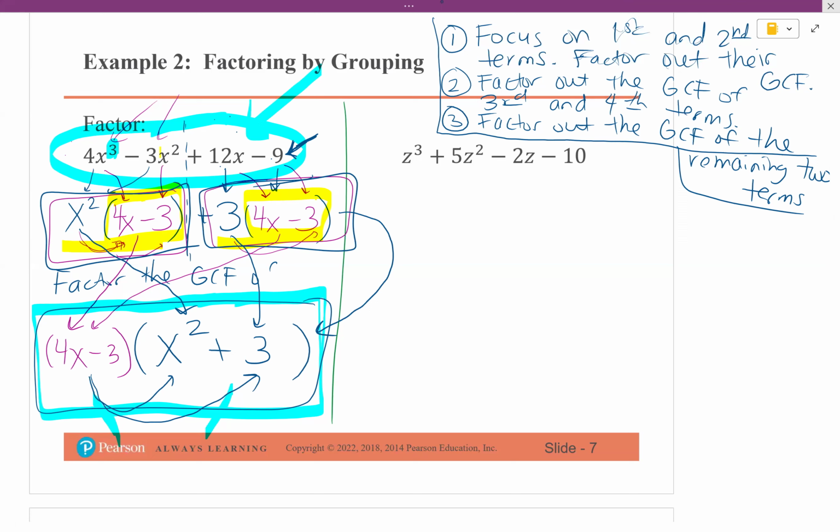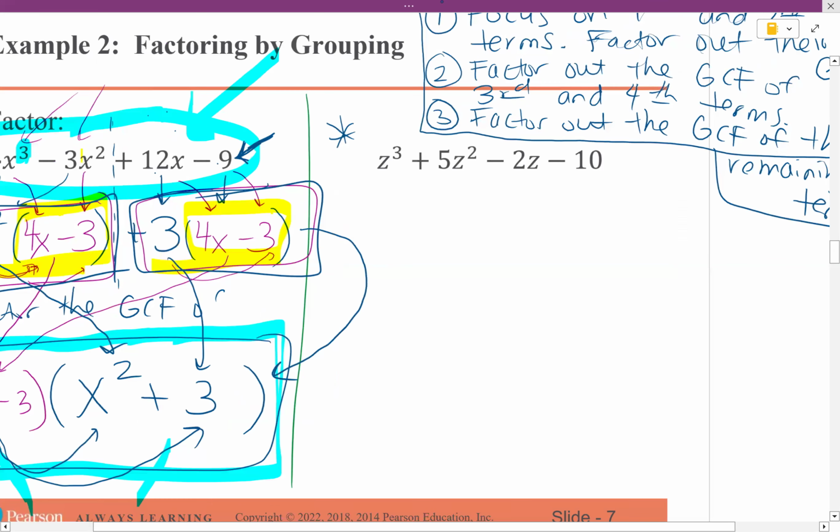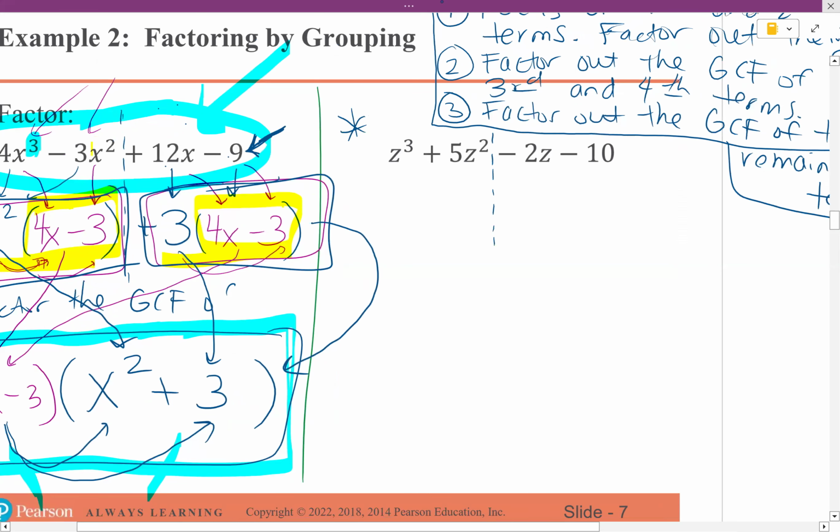Now, how about this second one? This looks like a good one. I'm going to try to do the same thing. Go back to the first step. Focus on the first and second terms. It's really sad, but I have to create a barrier, because I'm going to try to look at that negative 2z and the negative 10. Don't even make eye contact with them because they'll distract you. I'm going to look at z to the third and 5z squared.